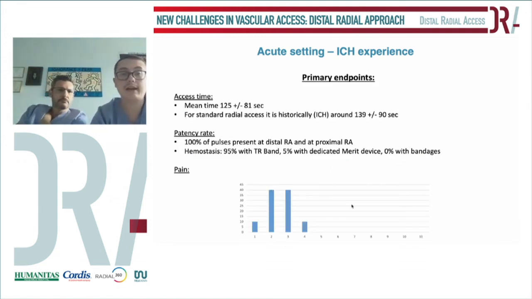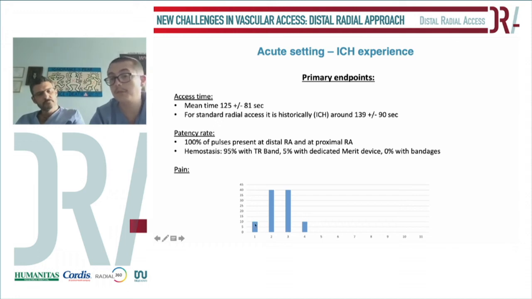These were our primary endpoints. Mean puncture time was more or less 2 minutes, and we compared to our standard historical cohort that was more or less 2 minutes. Patency rate was 100%, and hemostasis was almost always performed with a TR band. Only in a few cases we used the MERIT device. Pain was not a big deal. Almost all patients suffered mild to moderate pain, so not a big deal.